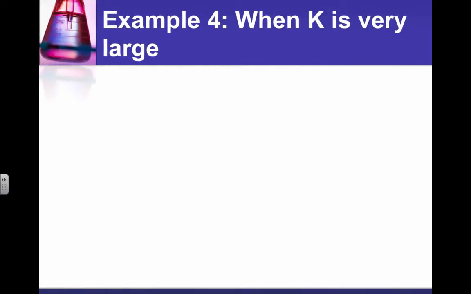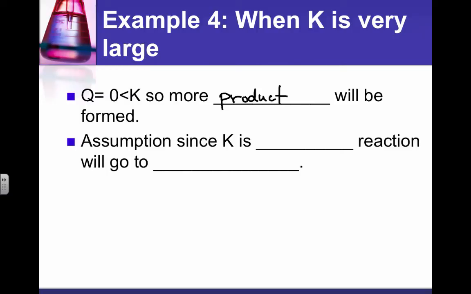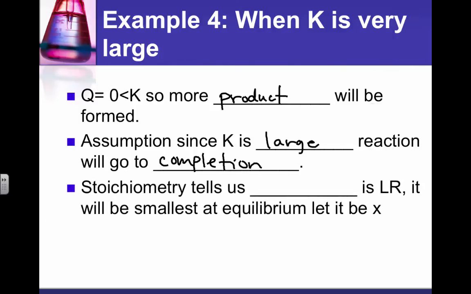There's a few other things I want to consider as I approach this problem. First of all, I know that Q is going to be equal to 0 because I don't have any product yet, and Q is less than K, which means more product will be formed than what I started with. We assume that when K is so very large, this one is 10 to the second, that's in the hundreds, then the reaction is said to go all the way to completion. That means we form product and we don't have any reactant left that's measurable, really.